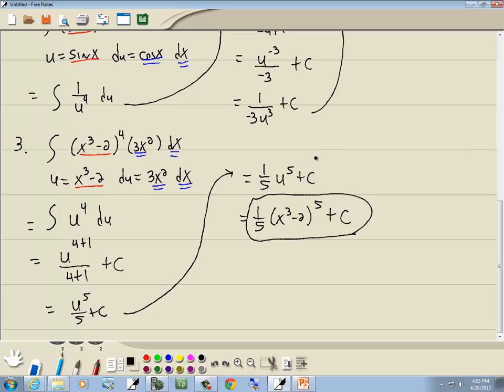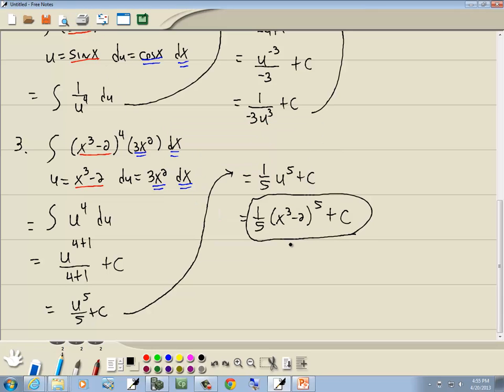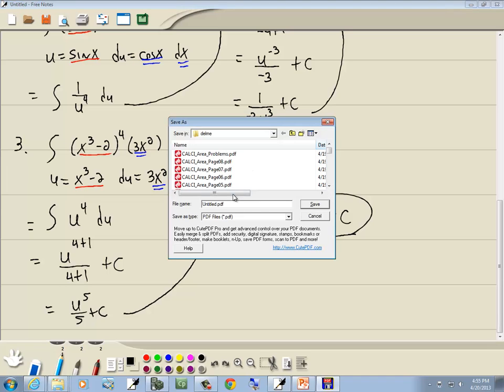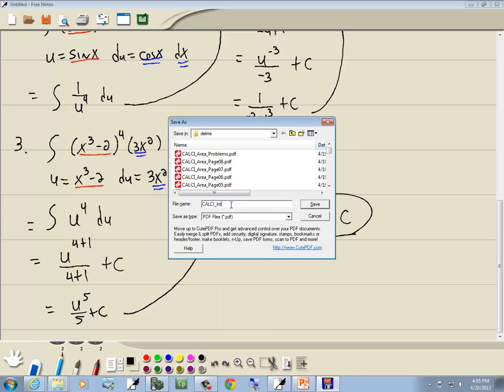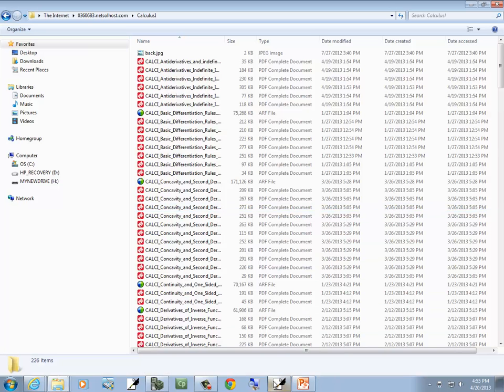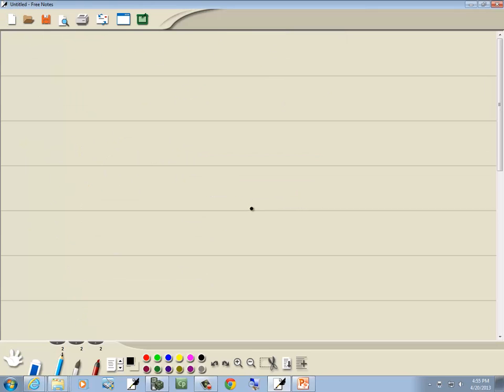This is integration by substitution, so I'm going to save that. Integration by substitution. Page 01.pdf. Okay, let's look at our next problem.